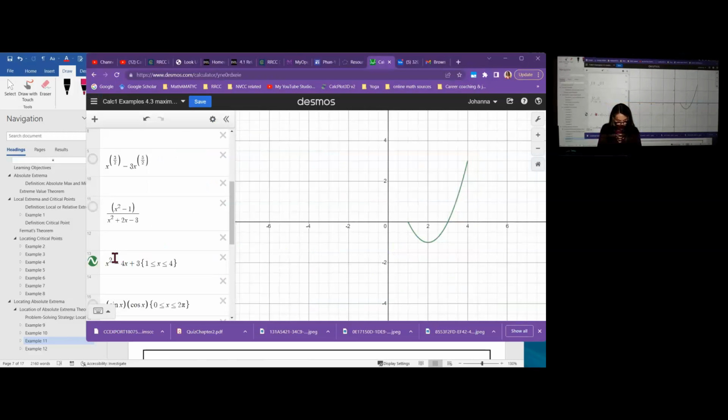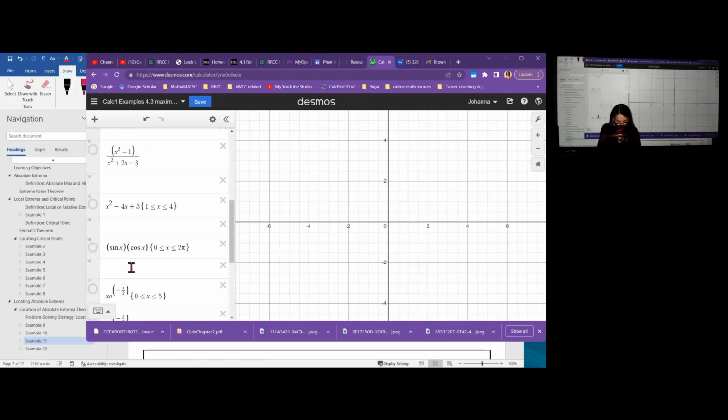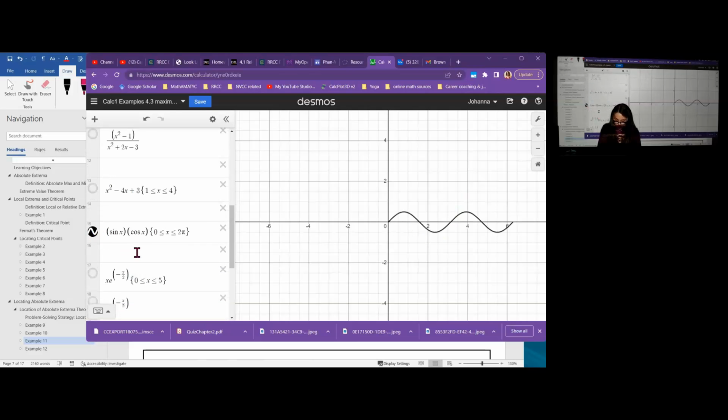Let's take a look now at this graph. Note that I've graphed it only over the region from 0 to 2 pi. You can see that we do have 2 absolute maximum locations and 2 absolute minimum locations, but 1 absolute maximum value of 1/2 and 1 absolute minimum value of negative 1/2.